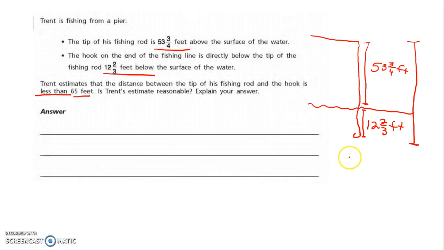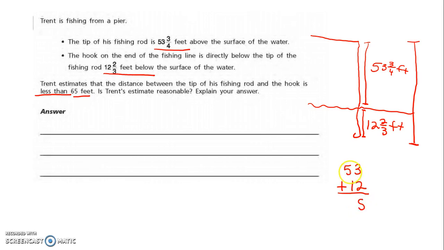Well, here's one thing that you could do to figure out the estimate. You could just ignore the fraction part. And you could say, okay, if I need my total and I just pretended it was just 53 feet, even if we didn't care about that extra 3/4 above the water, 12 feet, even if I didn't care about that extra 2/3 below the water, what would the total be? And would that be less than or more than 65?